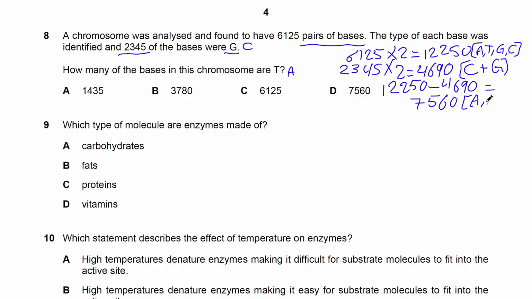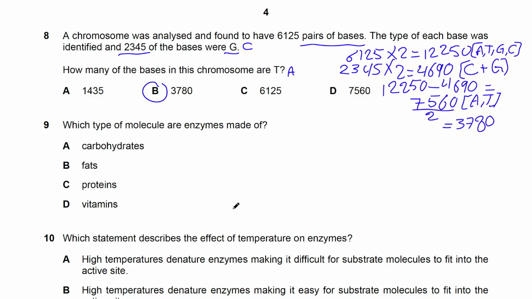And that includes what? Adenine and thymine. But he's asking me about only thymine, the same number as adenine. So this number divided by 2 equals 3,780. Okay, so the right answer is what? Is B. Now, let's move to question number 9.